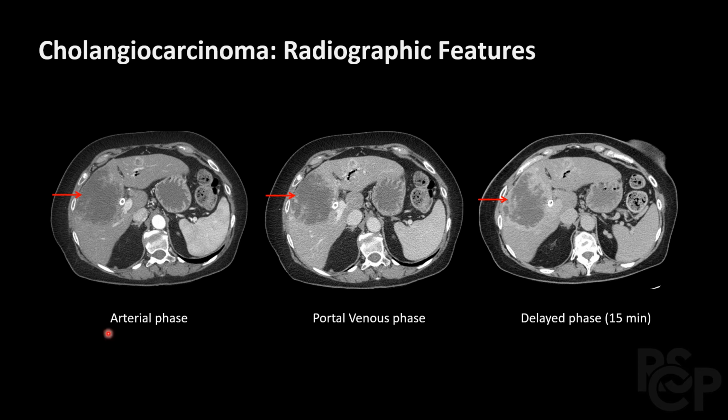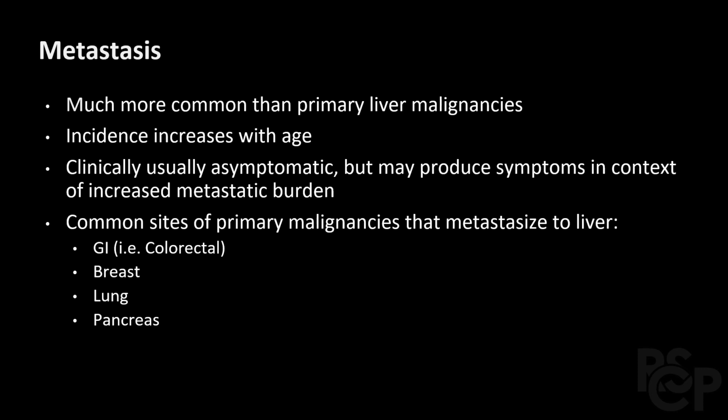On arterial phase imaging, notice that the right hepatic lobe mass is hypoattenuating, with areas of linear internal and peripheral enhancement. This lesion has a similar appearance on the portal venous phase. On the delayed phase, however, we notice that there is increased irregular peripheral and internal enhancement. Also notice that the delayed phase here is 15 minutes, as a longer delay is used for cholangiocarcinomas than for other tumors. Next, we'll talk about metastases.